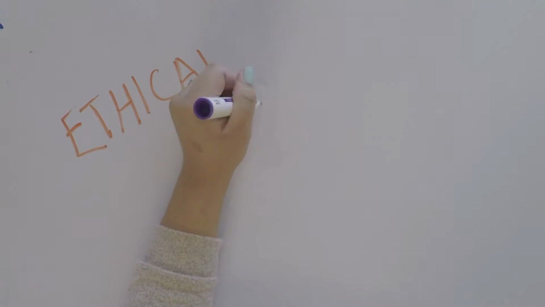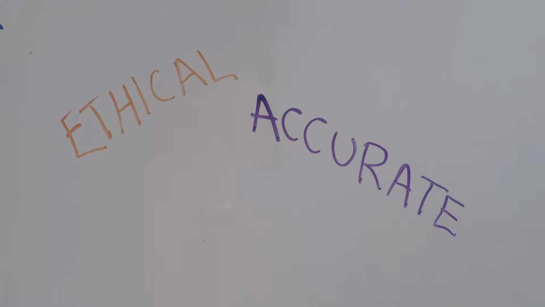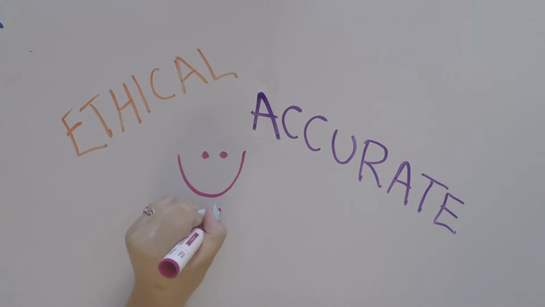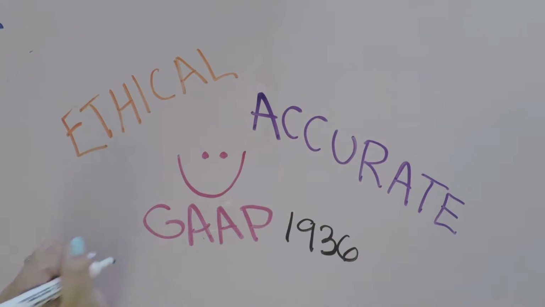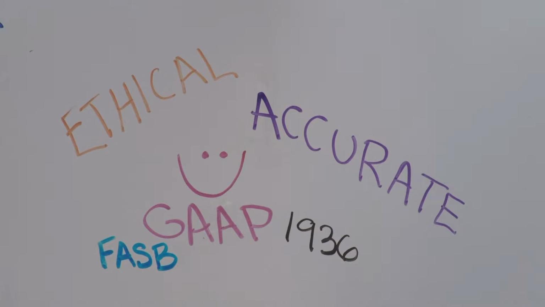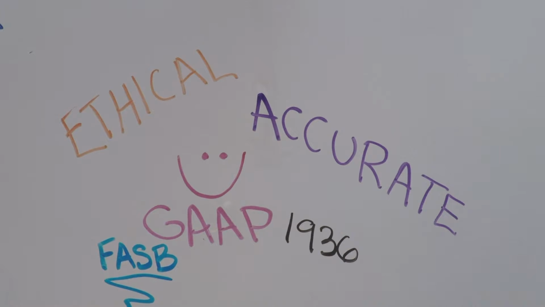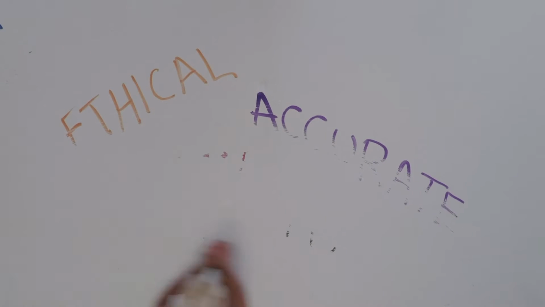In response, the government stepped in with the assistance of accounting groups to create a system of standards for ethical and accurate reporting. Thus, the Generally Accepted Accounting Principles, or GAAP, was created by 1936 by the American Institute of Accountants. Today, the main accounting board that determines GAAP is the Financial Accounting Standards Board, commonly referred to as FASB. Their job is to maintain and continuously update GAAP standards.